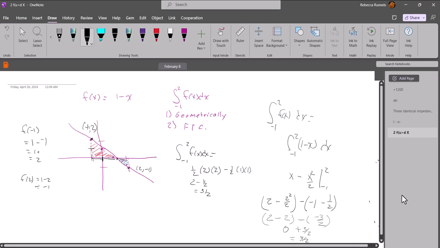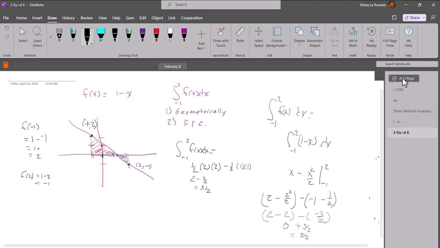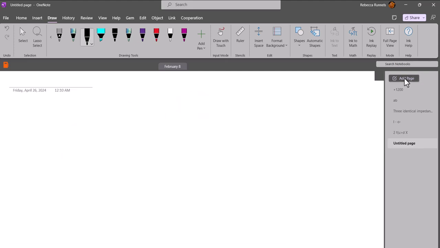Now, let's say that we needed to evaluate the integral from -2 to 3 of the absolute value of x minus 1 dx. So we need to see what this looks like.